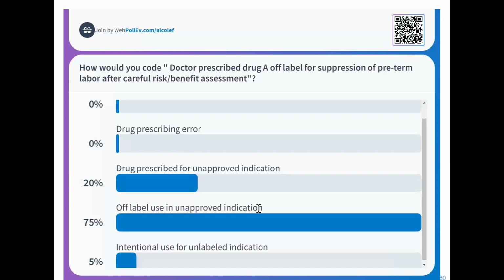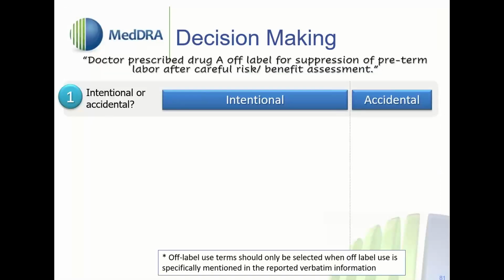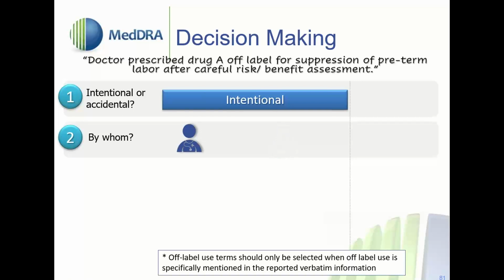So we have a couple: intentional use for unlabeled indication and drug prescribed for unapproved indication. Okay, so it looks like right now we are at off-label use and unapproved indication. So let's go through and do our tree. Let's use our decision chart for this scenario. We know it was a conscious decision, so it was intentional, right? We also know that the decision was made by an HCP, here the doctor. And we know that it was made for a therapeutic purpose.